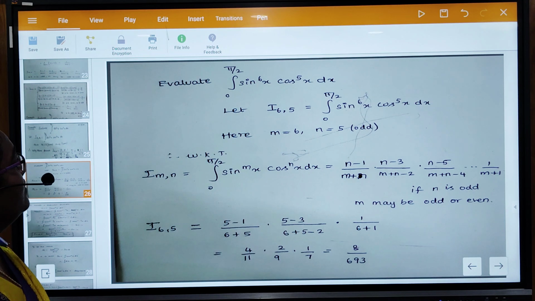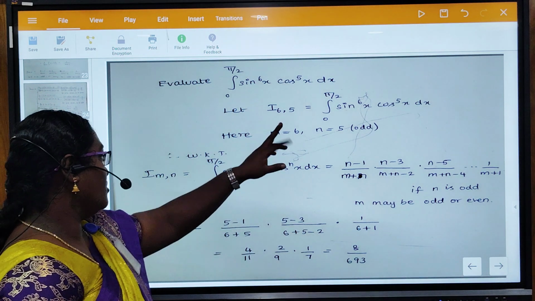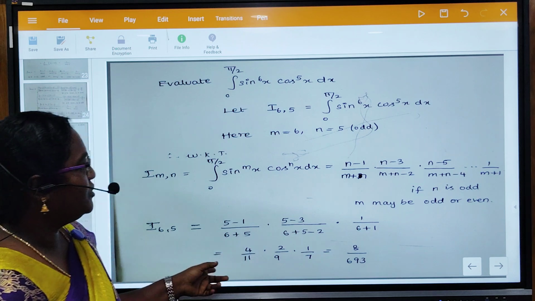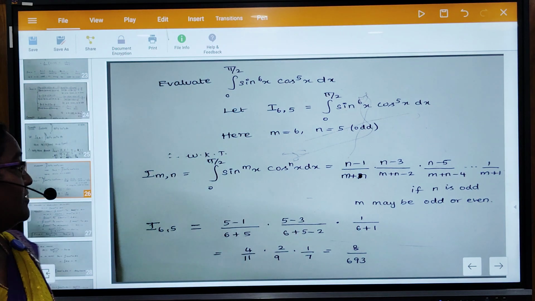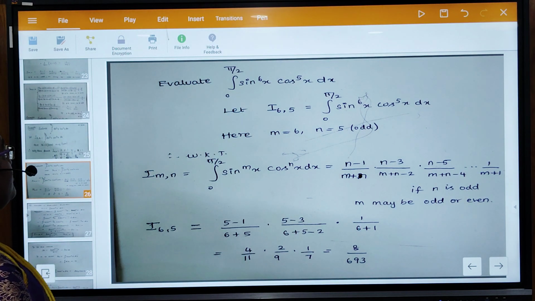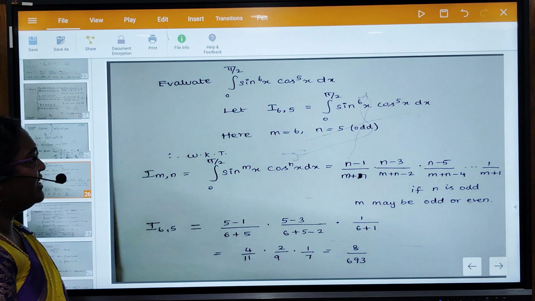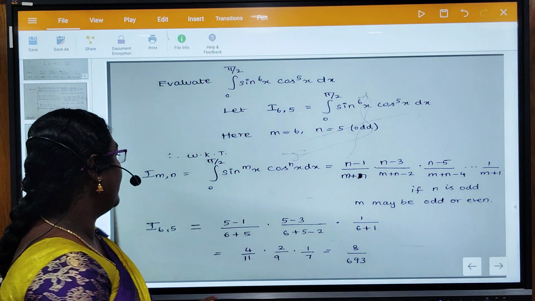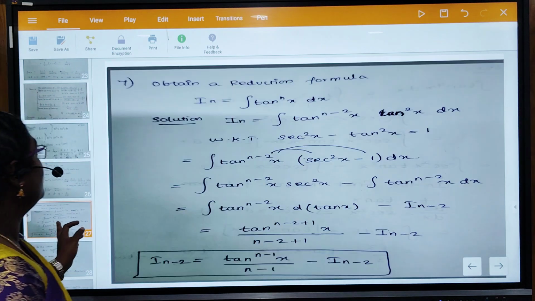Same problem. If n is odd, we will have only one formula. This is the formula. In this formula, we just substitute and we will get the answer. And we are moving to the next one. So far we have seen sin power n, cos power n, and both sin power m and cos power n. Now we will see other reduction formulas.